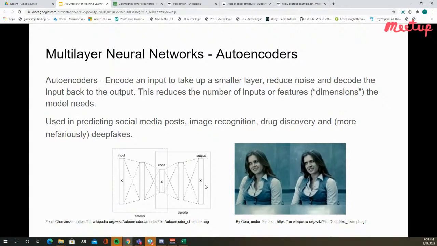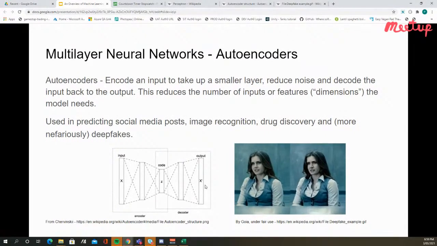Now, this is useful in predicting social media posts, again in image recognition, and also has a place in drug discovery, and more recently and more nefariously, it's used to generate deep fakes.